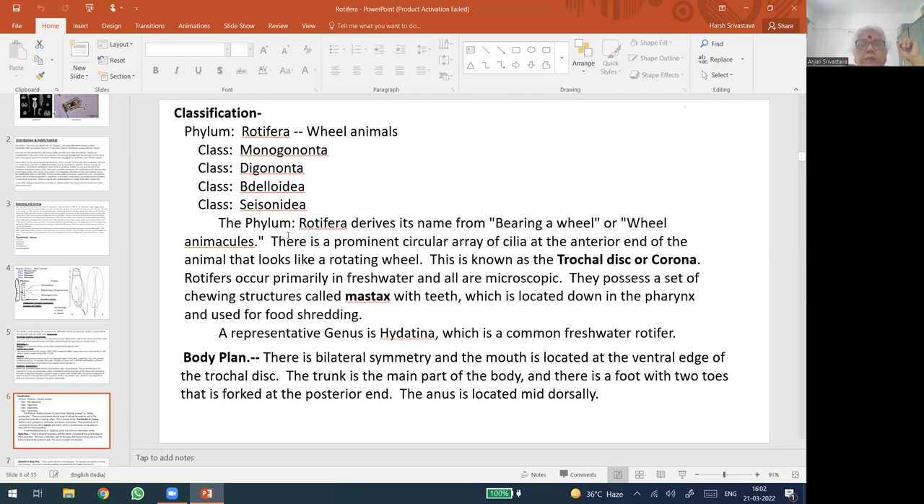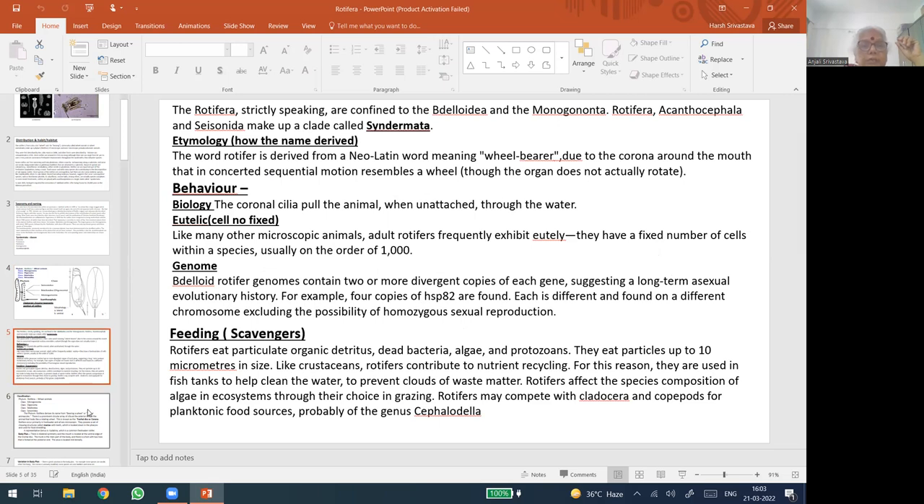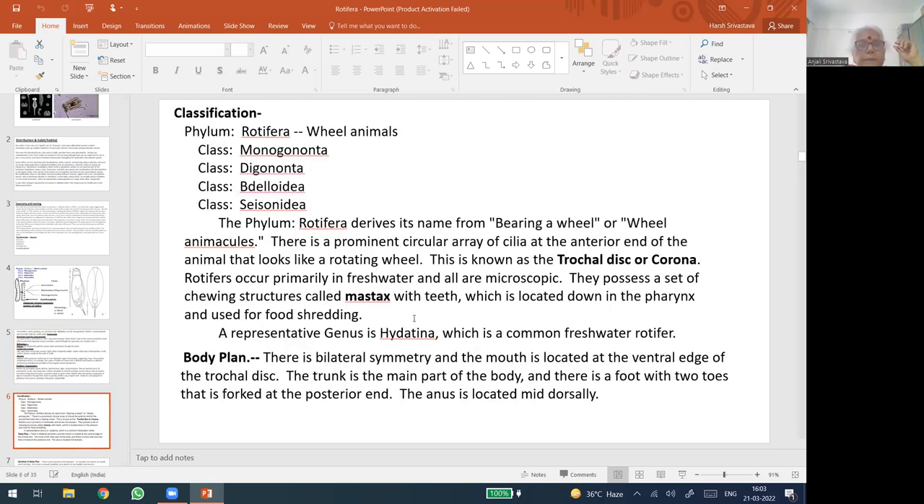paragraph, we can say: phylum Rotifera derives its name from "wheel-bearing", a prominent circular array of cilia at the anterior end of the animal that looks like a rotating wheel. This is called the trochal disc or corona. In front, as we saw earlier, there is a trochal disc or corona-like structure, and internally this mouth and this corona continue into a structure called the trophi, a jaw-like structure.